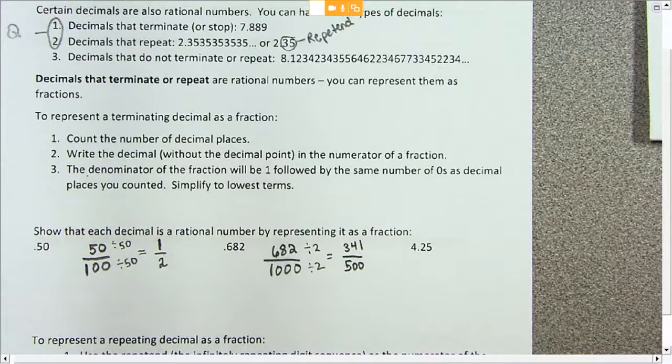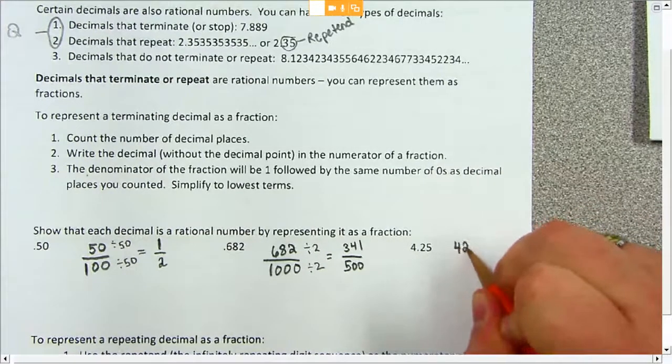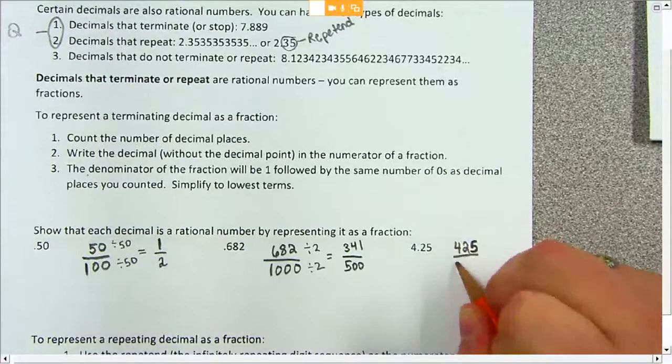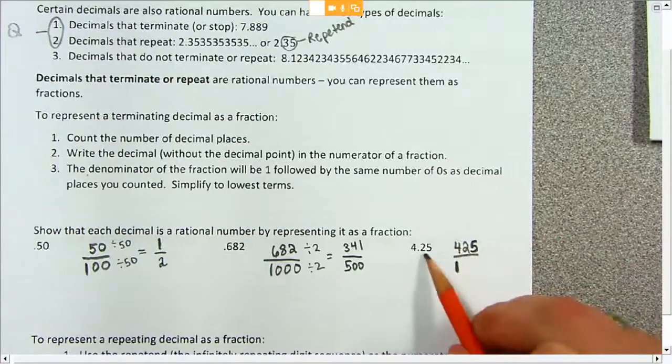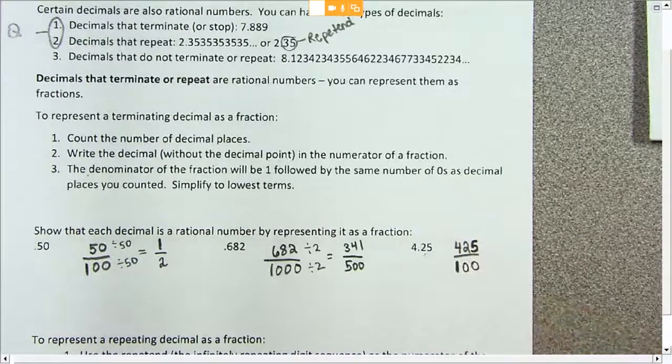Okay, so 4.25. Let me ask you this. How many decimal places are there after the decimal point? 2. So I'm going to write 425 without the decimal, over 1 followed by, how many decimal places were there? 2. So 1 followed by 2 zeros.